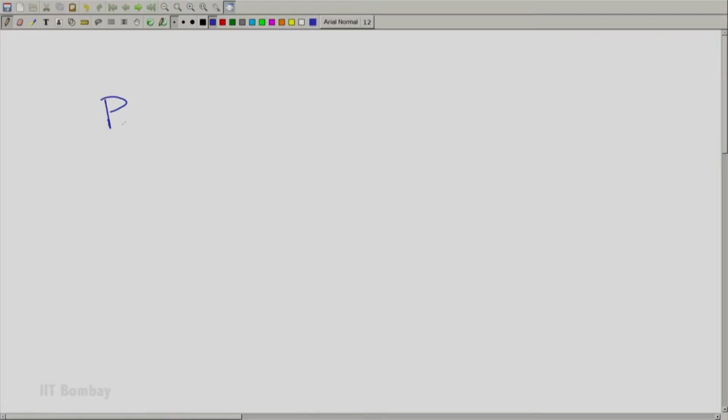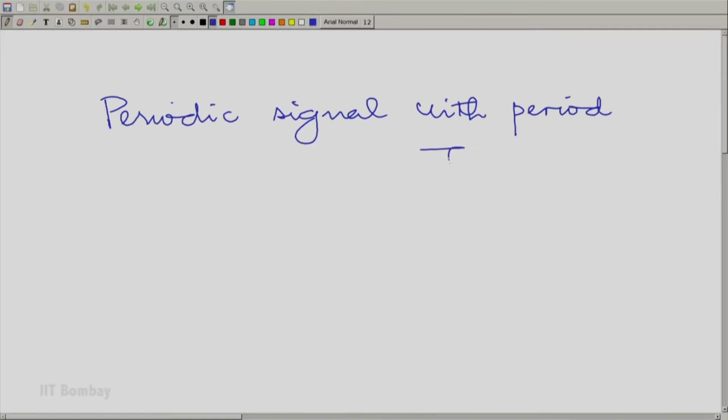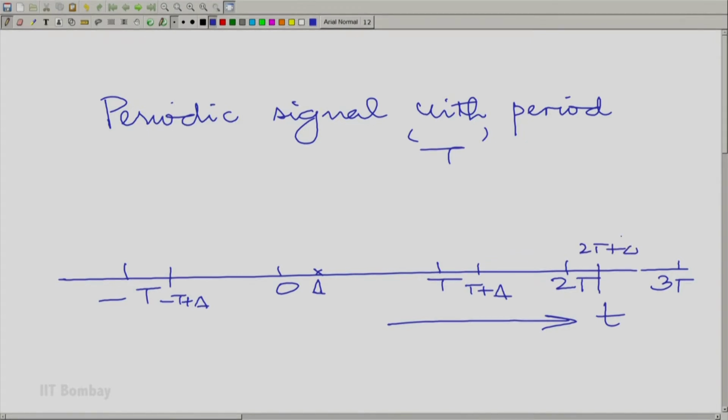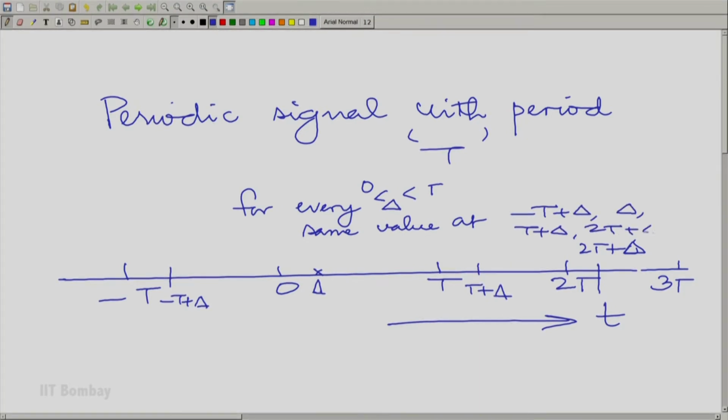Now, let us understand how we could go about this whole process. Let us consider a periodic signal with period T. In other words, if I take the axis of small t, the independent variable which is continuous in nature, I could divide this into intervals of size capital T: minus T to 0, then 0 to T, then 2T, and so on. Whatever you have at the point delta is also present at the point minus T plus delta, T plus delta, and 2T plus delta, and this is true for every delta between 0 and T. Same value at minus T plus delta, delta, T plus delta, 2T plus delta, and so on.